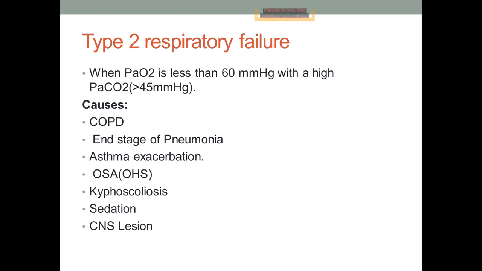Or obstructive sleep apnea or obesity hypoventilation syndrome. And in kyphoscoliosis, when sedation is used, and CNS lesion, these are the causes of type 2 respiratory failure.